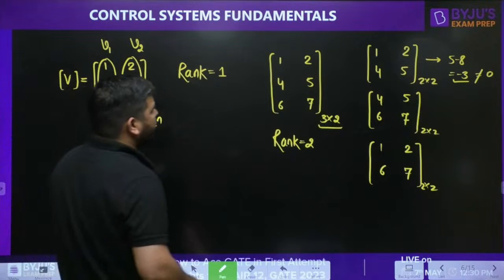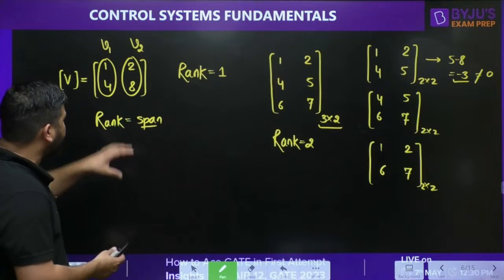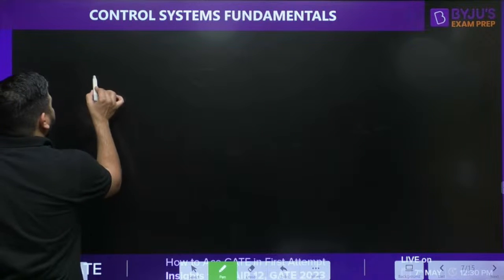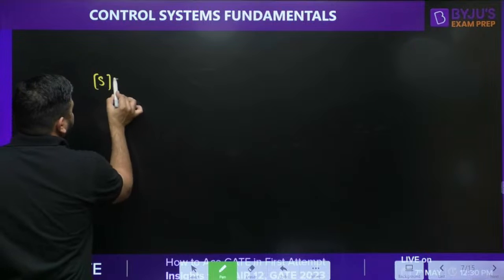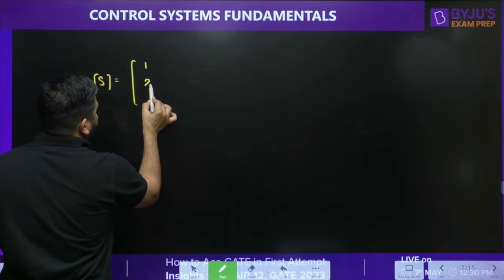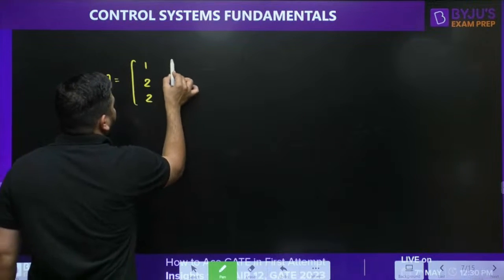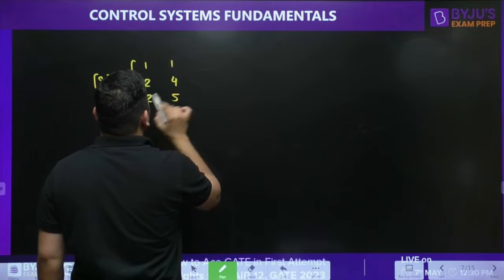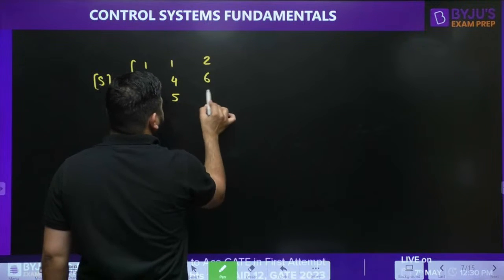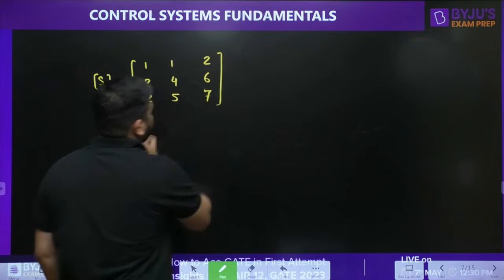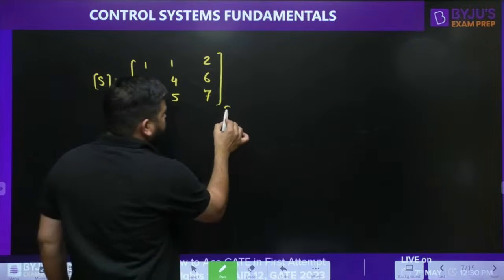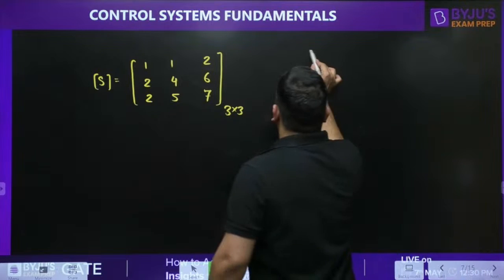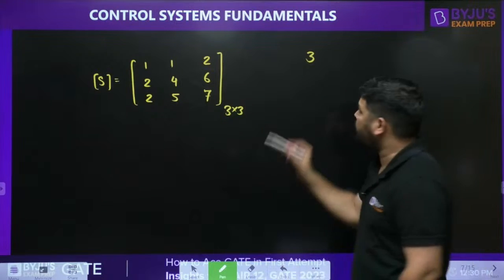Let's take one example. First how to calculate rank, and then I will come back to span and linear dependency. Okay, let's say I have a matrix S. And the S matrix is like this: 1, 2, 2, 1, 4, 5, and 2, 6, 7. Let's say this is the matrix we have. So you know that it's a square matrix. So the maximum possible rank is 3.